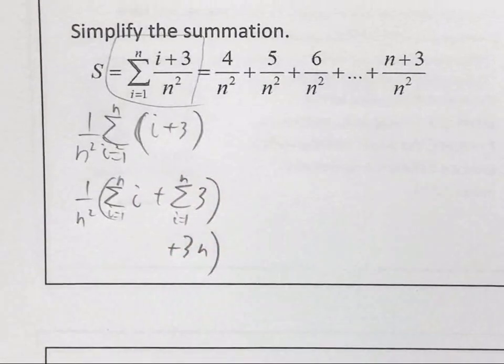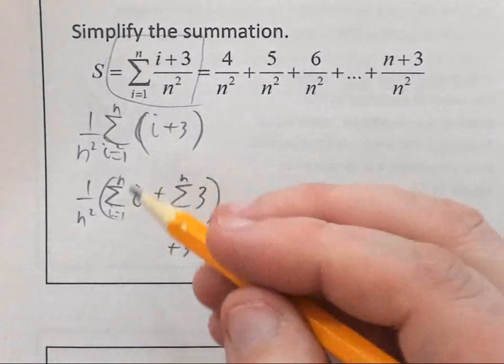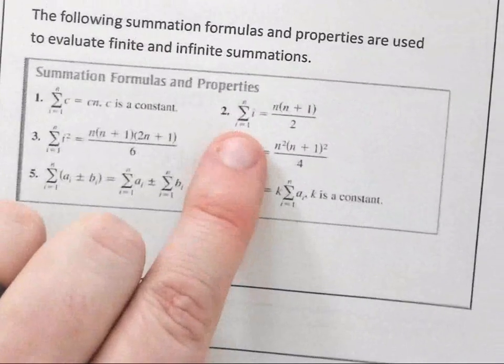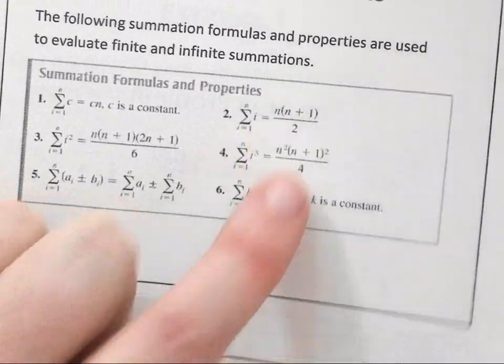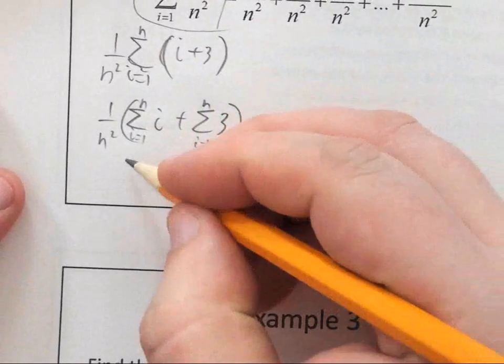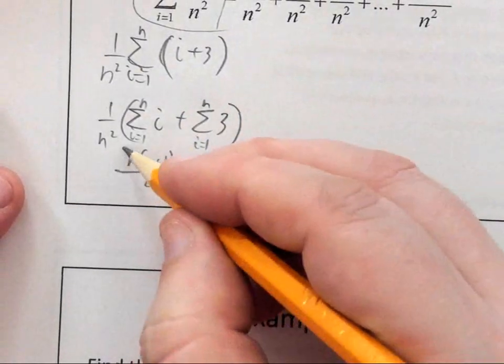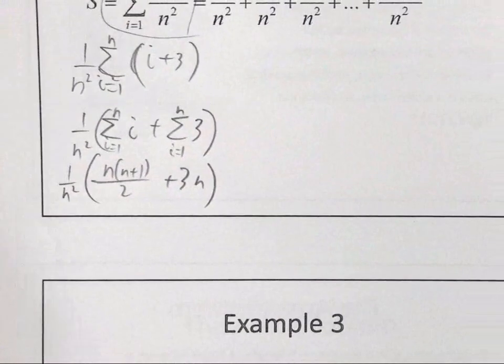This part, no. Because that I is constantly changing, you're going to use the formula for just I, which is n times the next term divided by 2. So I'm going to replace that with n times n plus 1 divided by 2. And the whole thing is times 1 over n squared.